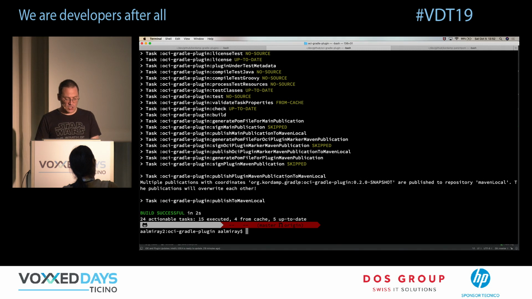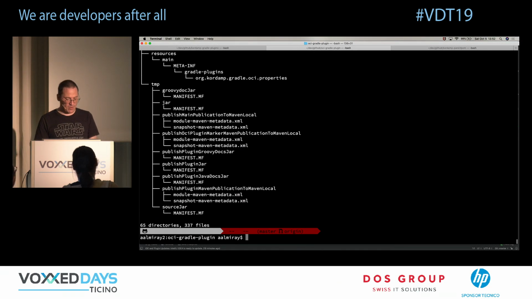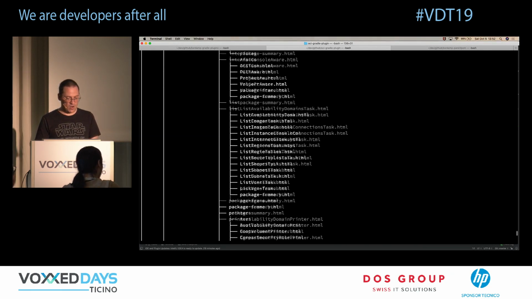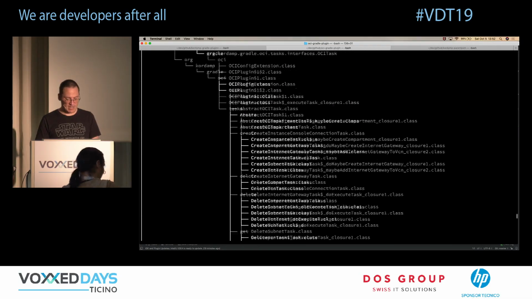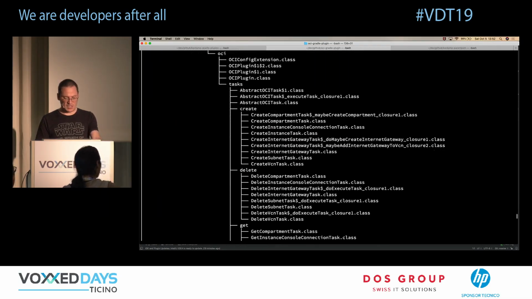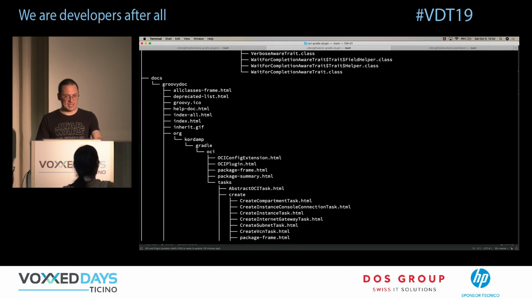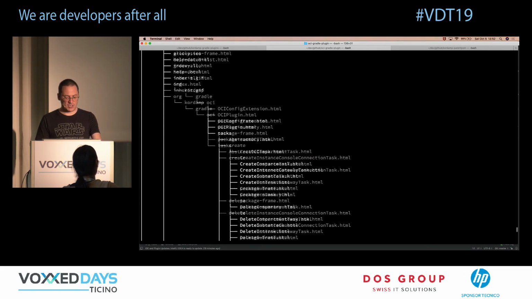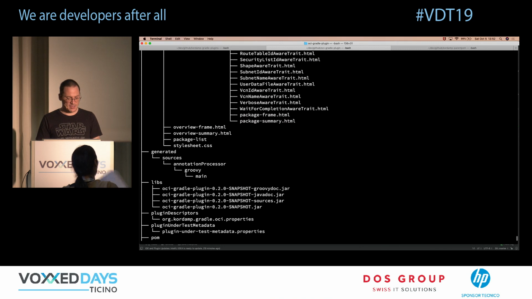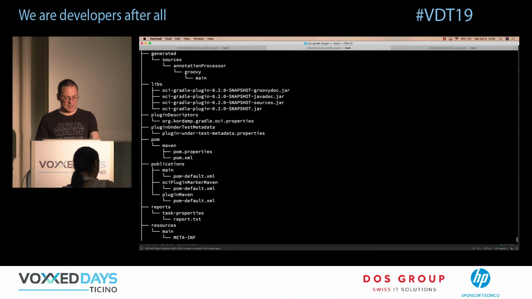Okay, so it published this, and let's look at the plugins OCI build. We have all these things generated for us. Of course, there are the compiled classes somewhere there, but we don't care about those right now. It has generated the Groovy doc because this is a Groovy project. Then it also generated 4 jars: ones that contain Groovy doc, Java doc, sources, and classes.